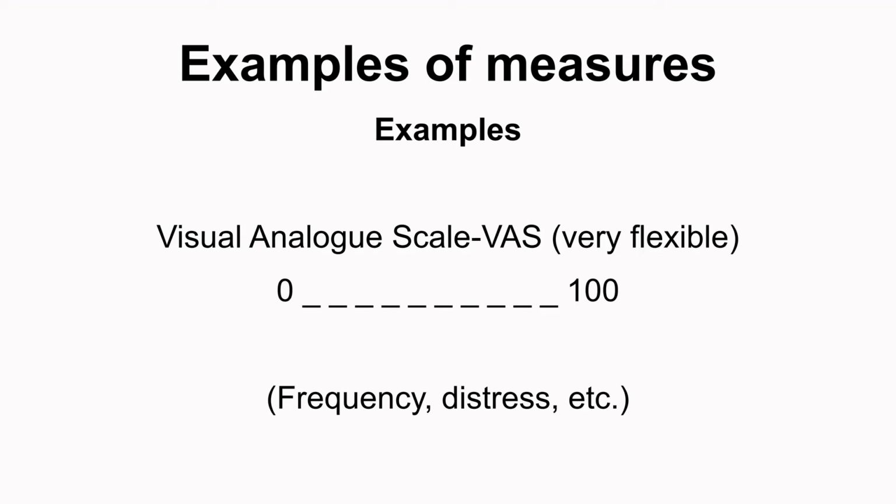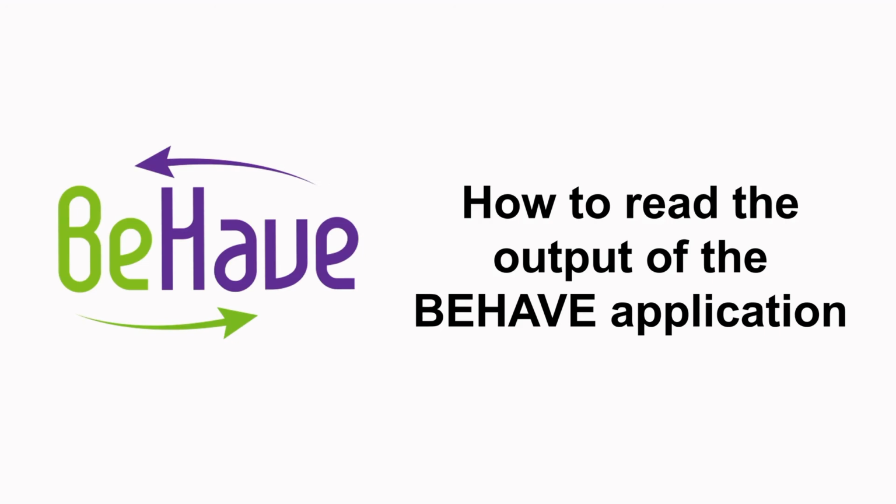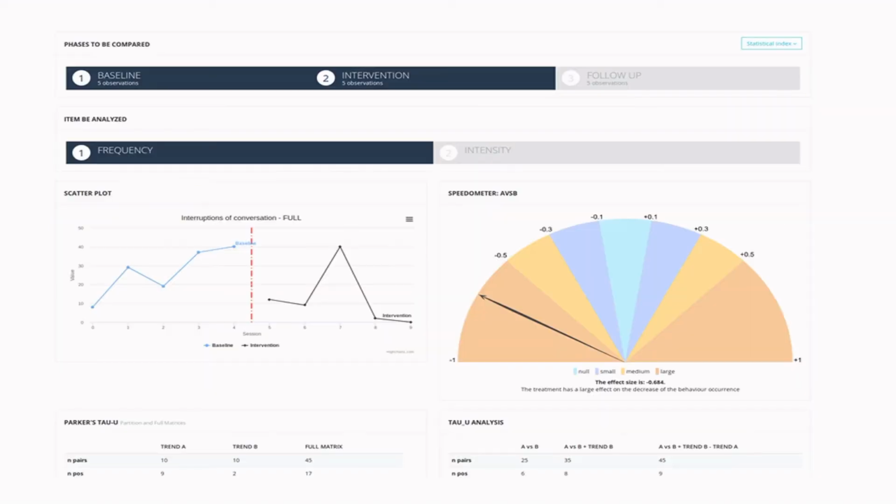Thus, what happens when you have collected the data? Let's take a look at the output that the Behave application provides to you after the system has elaborated the data, and how to read the output. Once you have collected data, you have to choose the phases to compare. In this example, we are comparing the baseline and the intervention phase because we want to understand if the treatment is effective. Thus, you select the phases to be compared, and the application elaborates information, analyzes data, and produces the output that you can see here.